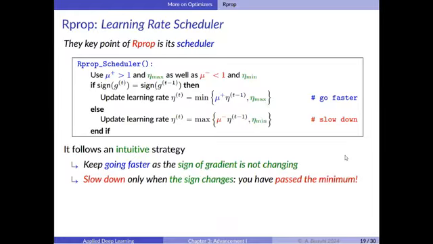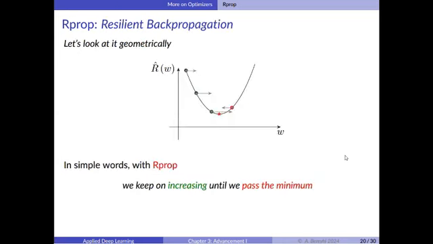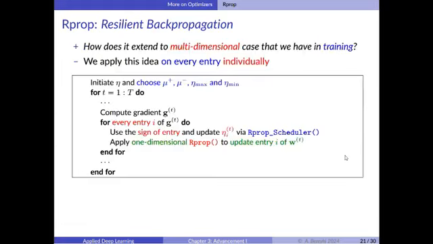And we can say we are going fast, or we are slowing down. When the sign of the gradient is not changing, we keep going faster, and when the sign changes, we are notified that we have passed the minimum, so we have to slow down and get back in that dimension. Yes, you can see the picture here. We keep increasing until we pass the minimum, and we get back, and we can apply this idea on every entry and every dimension individually, as you can see.